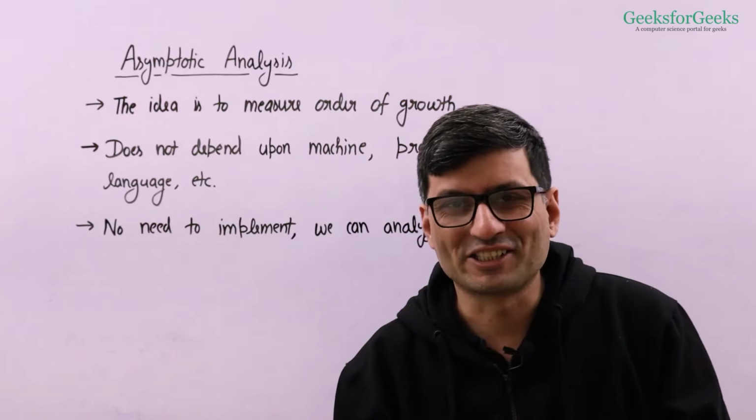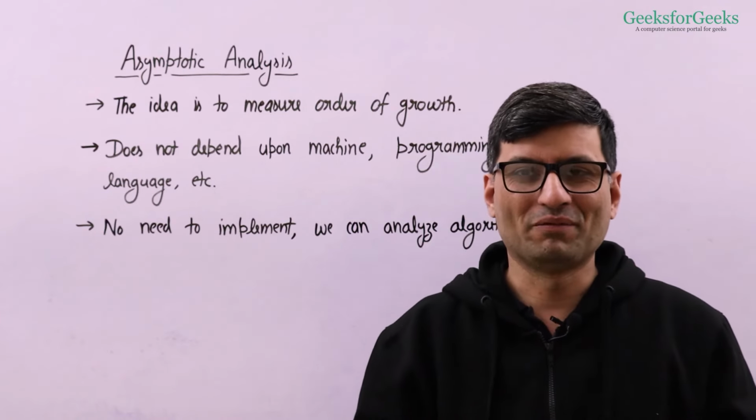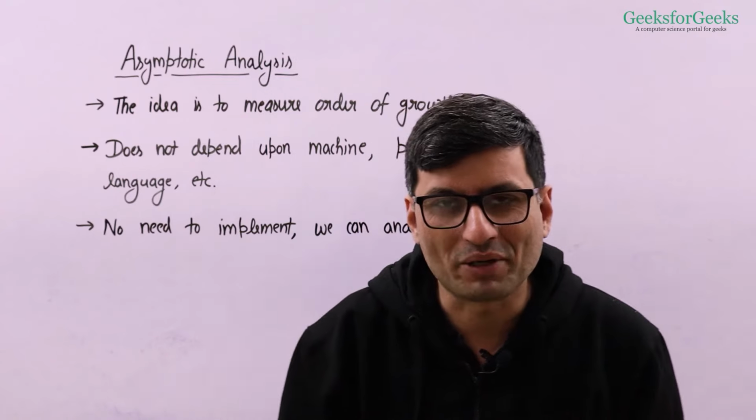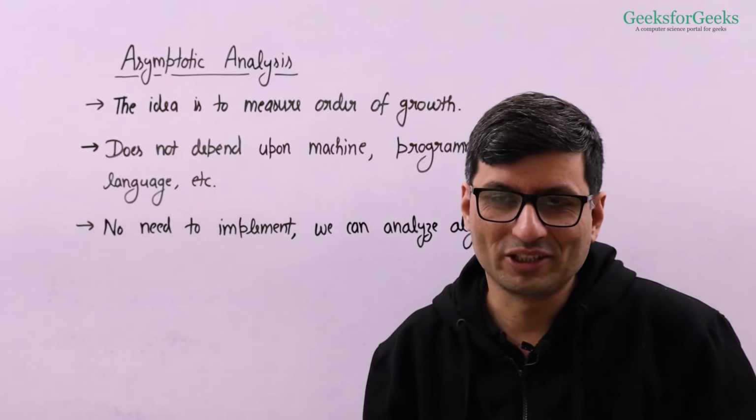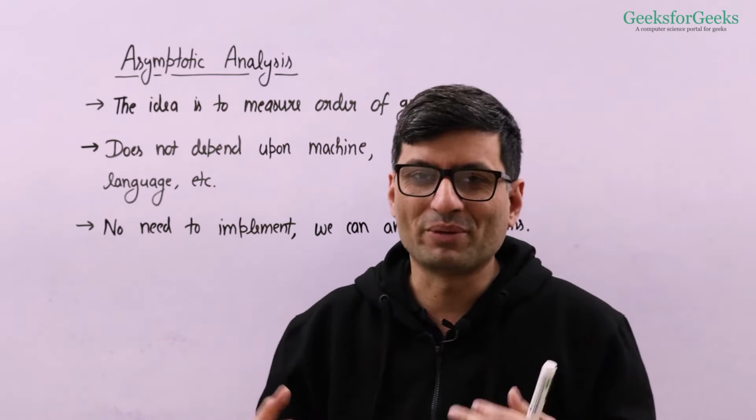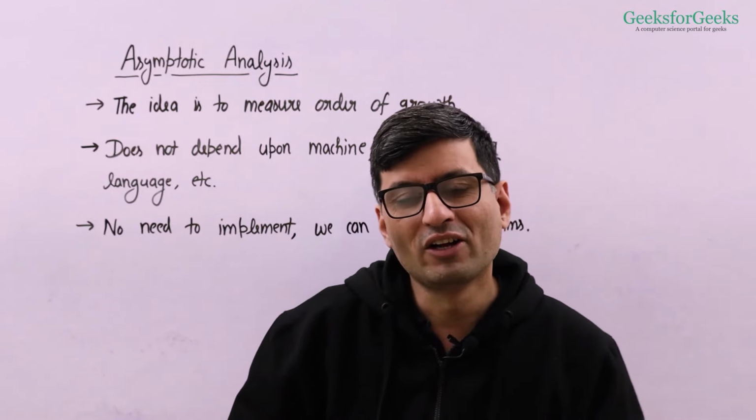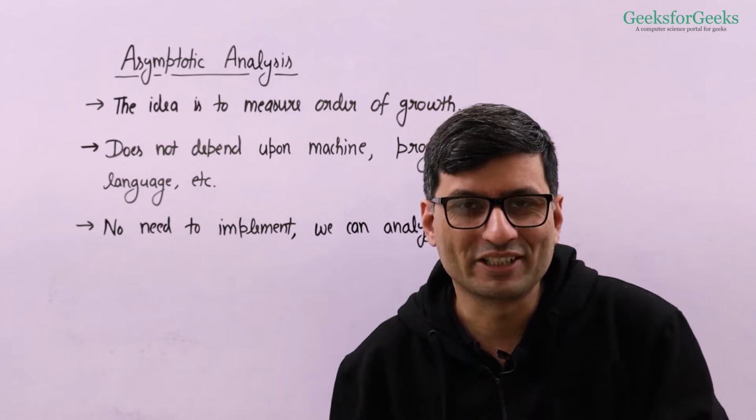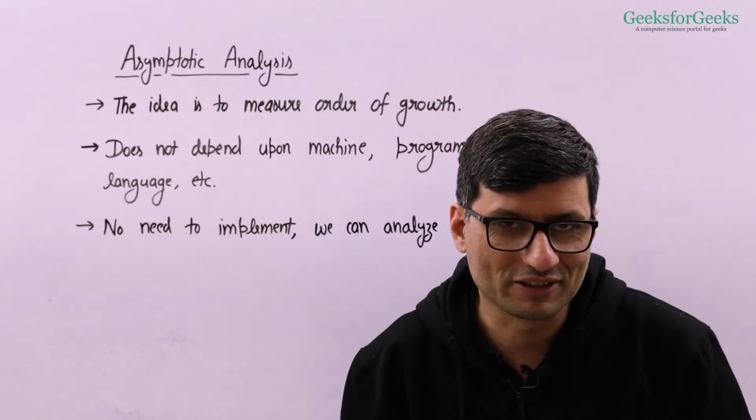This is the analysis that we do most of the time. Whenever we talk about analysis of algorithms, we talk about asymptotic analysis only. The terms like theta notation and big O notation that you hear a lot are all related to asymptotic analysis only, and they are called asymptotic notations.